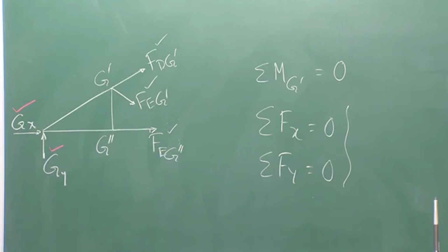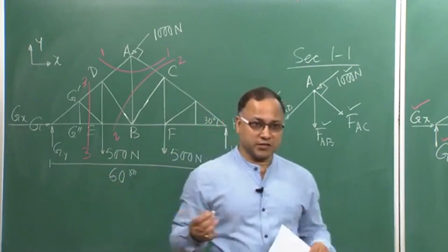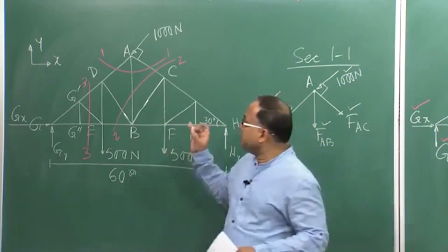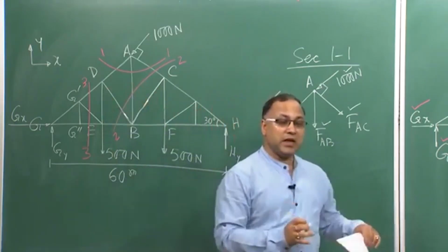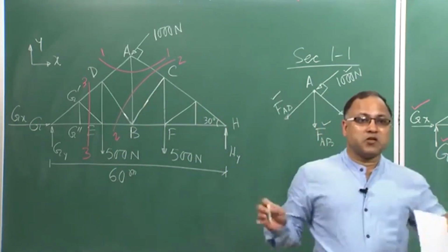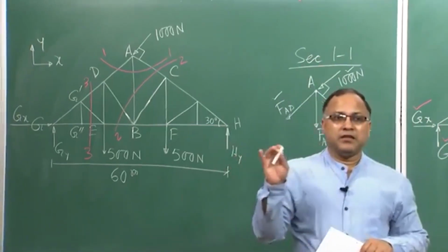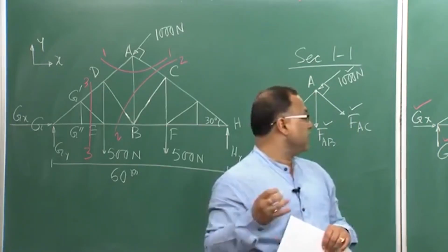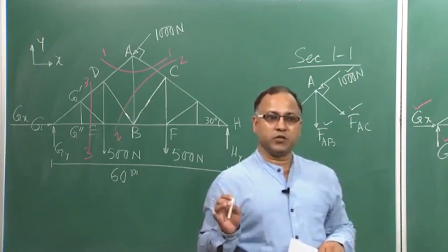In that process, there is no maximum number of sections, you can choose n number of sections. By choosing different sections you can simply get the member forces. You take the free body diagram of that particular section, left hand side, right hand side, upper part, lower part or whatever, and then you exploit your equations of equilibrium and finally you will get the unknown member forces. I hope it is clear to you, right.